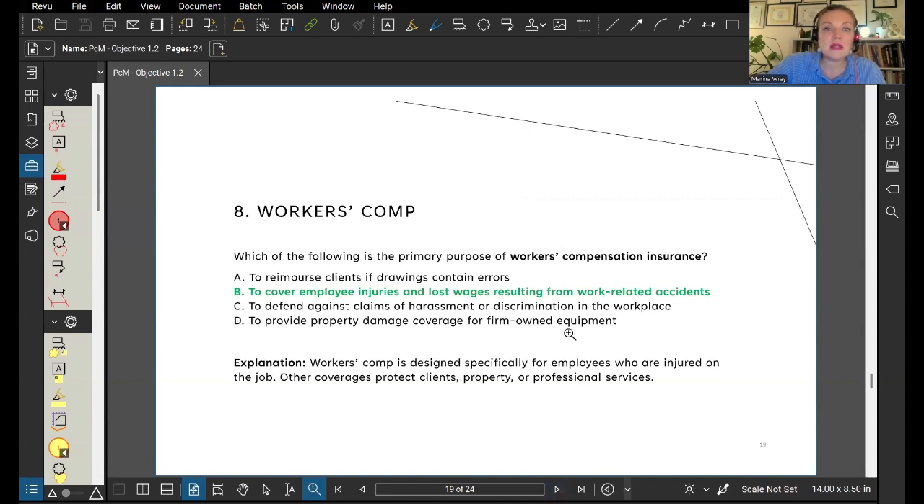The correct answer is B, to cover employee injuries and lost wages resulting from work-related accidents. That's the workers' comp, and it's designed specifically for employees who are injured on the job. Other coverages protect clients, property, or professional services. So please remember that workers' comp is for injuries on the job.